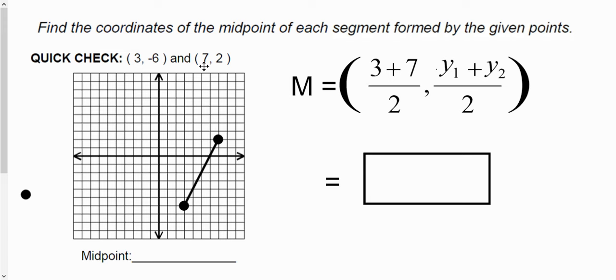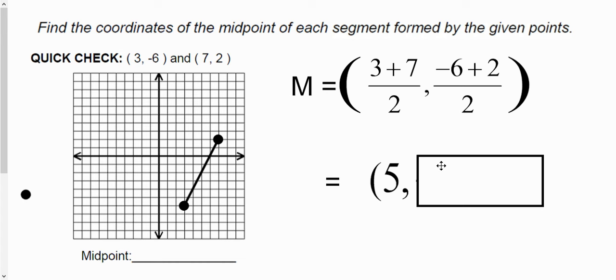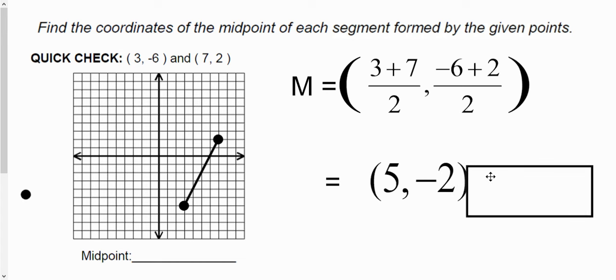The y's are -6 and 2. And when we add up these, 10 divided by 2 is 5. And -6 plus 2 divided by 2 is -2. So the midpoint is 5, -2.